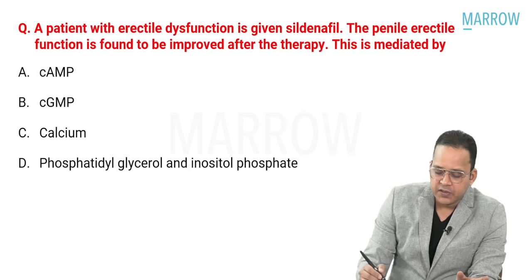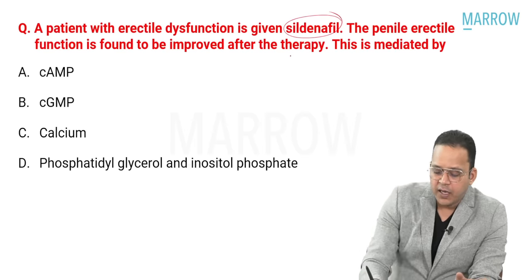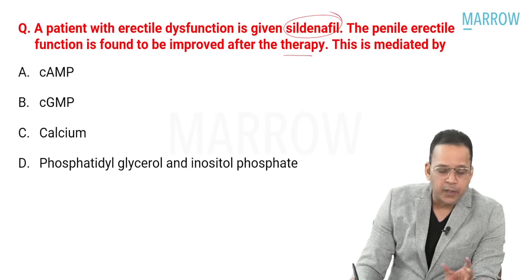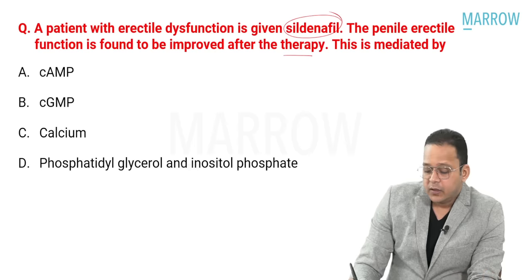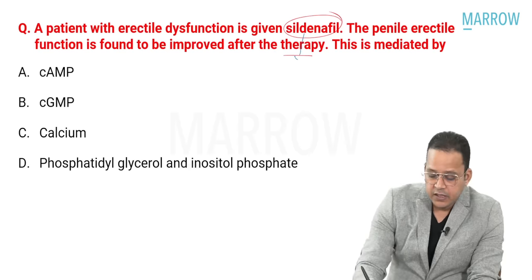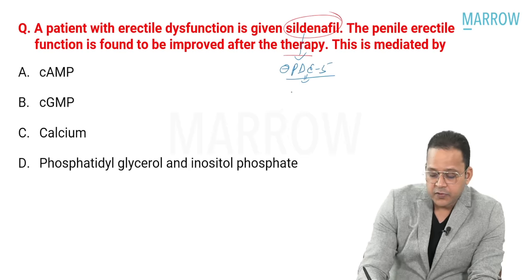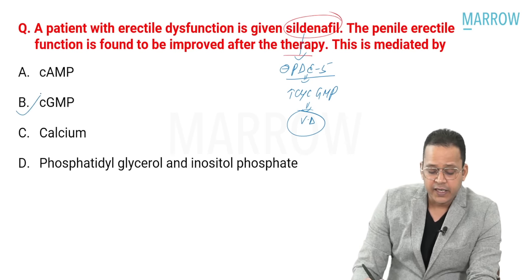A patient with erectile dysfunction is given sildenafil, right? The penile erectile function is found to be improved after therapy. This is mediated by cyclic AMP, cyclic GMP, calcium, phosphatidylglycerol, or inositol phosphate. Now, what is sildenafil? This is a simple MCQ, guys. It's not a difficult one. Sildenafil is a blocker of phosphodiesterase 5. And by blocking phosphodiesterase 5, it increases cyclic GMP, and cyclic GMP produces vasodilatation. So the answer is B, cyclic GMP.